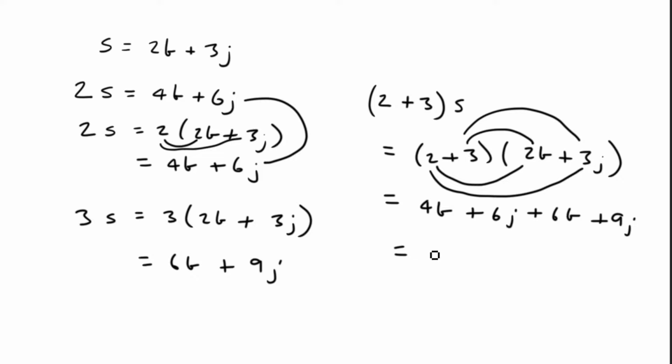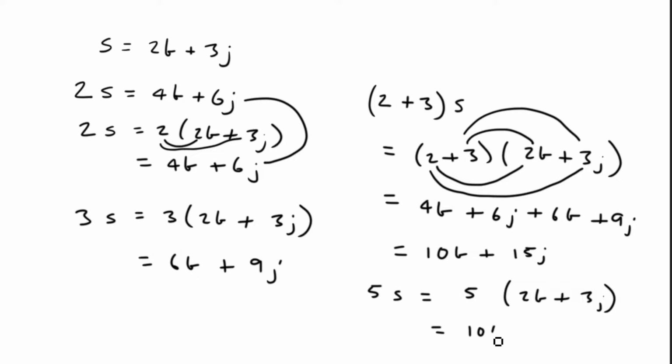So altogether, we'll have 10 slices of bread, 15 scoops of jam, and you can see that this is exactly what we would have got if we had immediately gone just to making 5 sandwiches. In other words, 5 lots of 2 slices of bread plus 3 scoops of jam. That would have immediately given us 5 lots of 2 slices of bread, 10 B's, 5 lots of 3 scoops of jam, 15 J's. This is really the important thing.